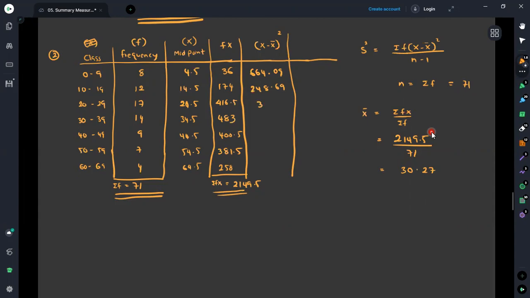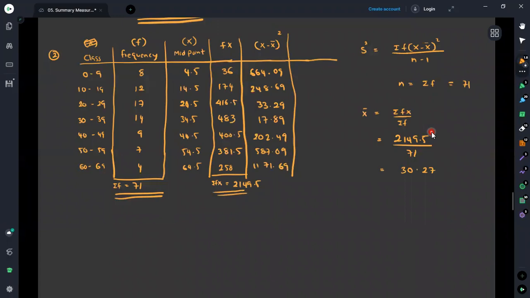Next value is 33.29. 17.89. 202.49. 1171.69.